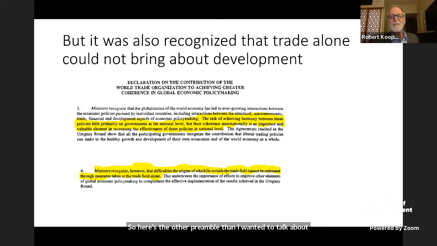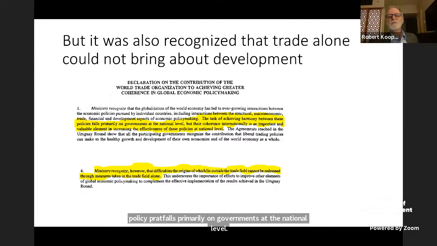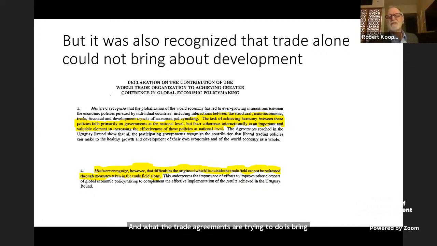And this was from around the launch of the Uruguay round negotiations and what the WTO in the end could do. And this is noticing or recognizing that trade plays that one particular element, and that the task of achieving harmony between these policies falls primarily on governments at the national level. And what the trade agreements are trying to do is bring coherence internationally on these tariffs.